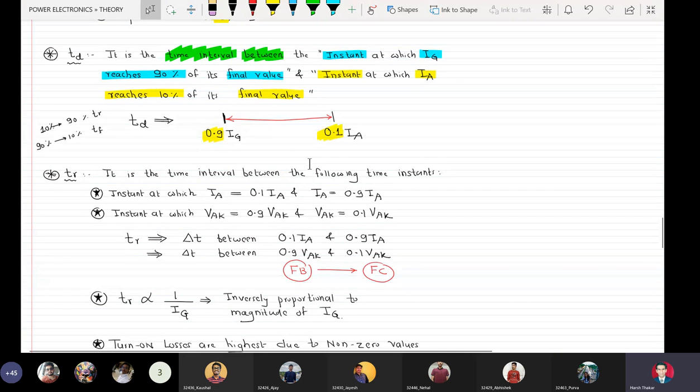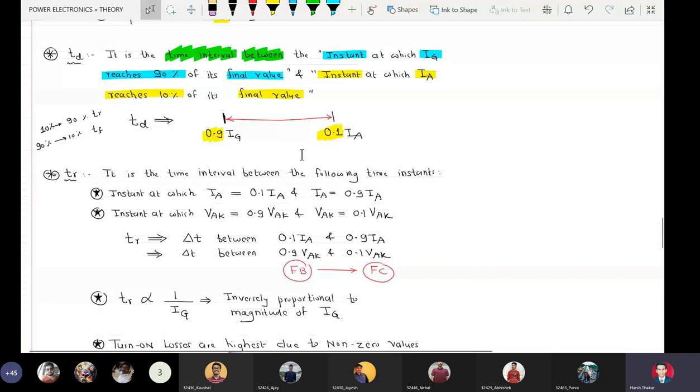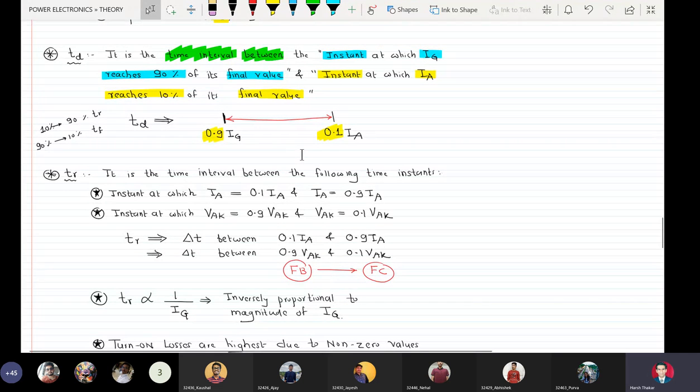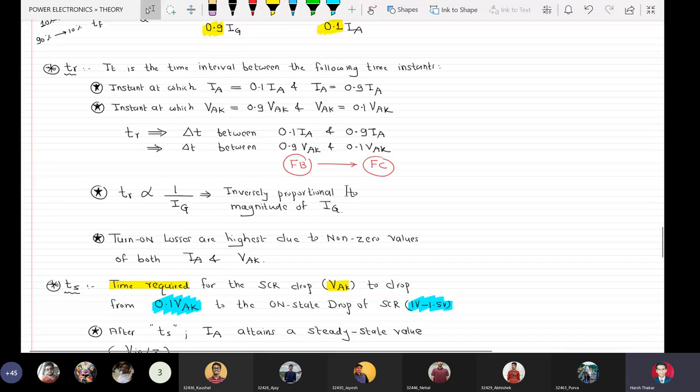Similarly, we had defined the rise time as the interval between the following instants, that is the time taken by the device current to rise from 10% to 90% of its final value, or alternatively the time taken by the device drop VAK to fall from 90% to 10% of its initial value was the rise time. And we are told that the rise time is inversely proportional to the magnitude of Ig. That means larger is the magnitude of the gate current, the lesser will be the rise time.